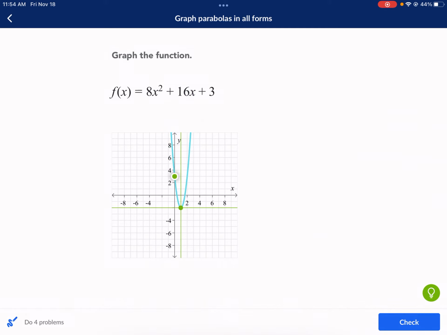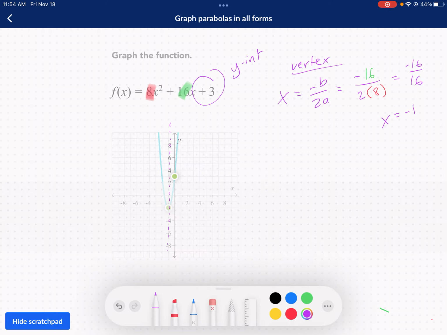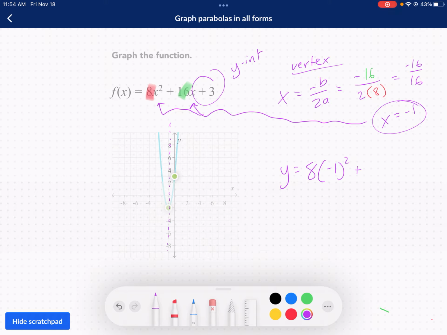So I'm going to show you, it's going to be somewhere over here, a super skinny parabola, and now I need to figure out where my y value is for my vertex. So I've got my x, now I need to find my y, and I do that by plugging my x into the equation anywhere I see it. So I'm going to put 8, and then instead of x, I'm going to write negative 1 squared. Then I'm going to write 16. Instead of writing x, I'm going to write negative 1, and then I add 3.